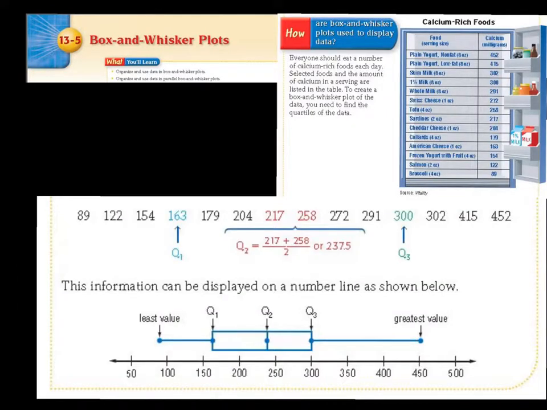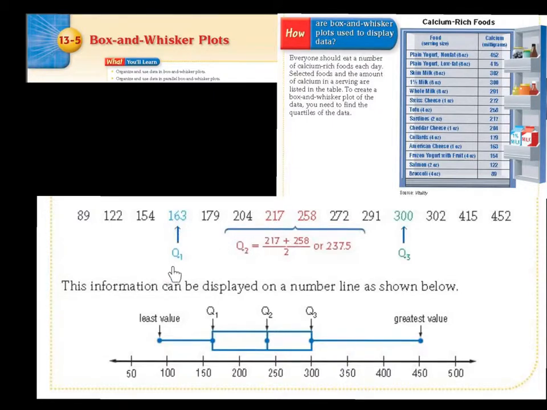To find the quartiles, they've listed the data in order from least to greatest, and this happens to have 1, 2, 3, 4, 5, 6, 7, 8, 9, 10, 11, 12, 13, 14 pieces of data. So the median is halfway between 7 and 8, so 7 pieces of data on each side. So that means our Q1 is going to have 3 pieces on either side of it.